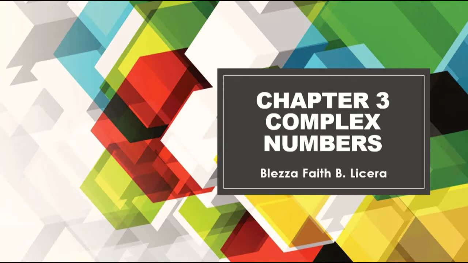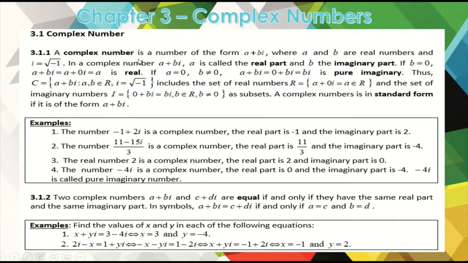Hello students, welcome to our Chapter 3 lesson on complex numbers. A complex number is a number of the form a plus b times i, where a and b are real numbers, and i is equal to the square root of -1.